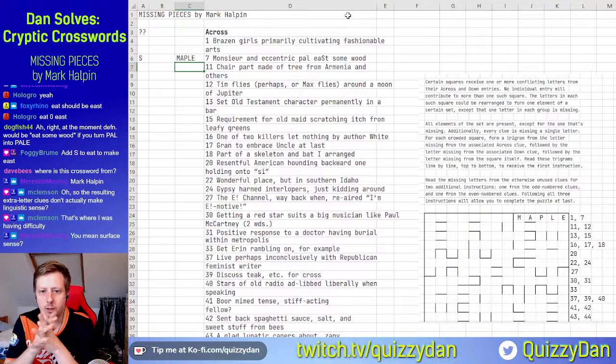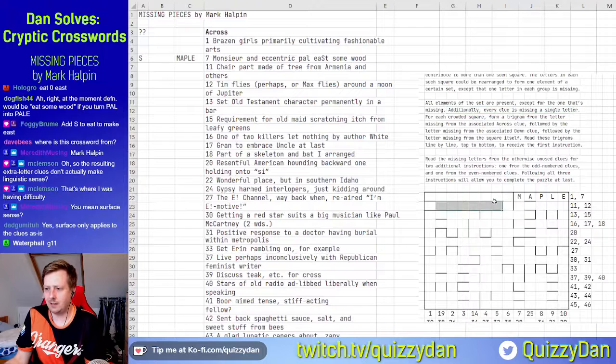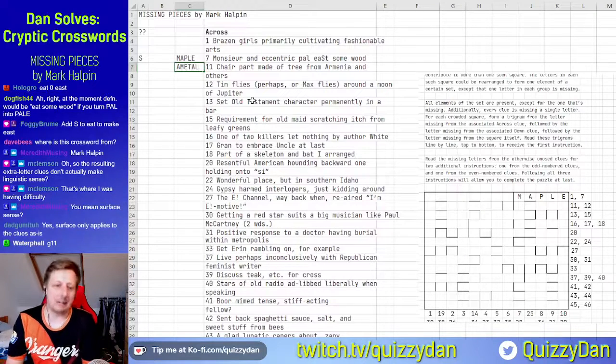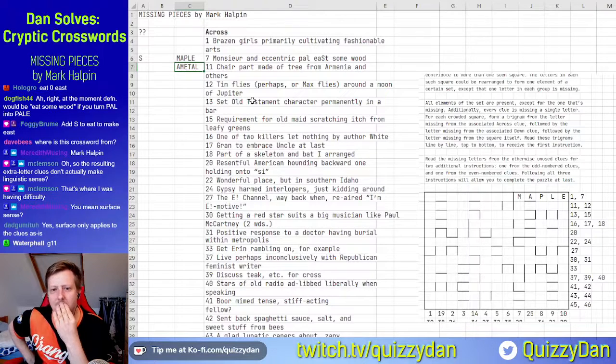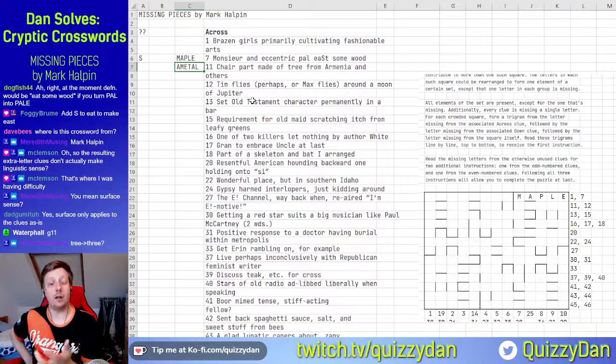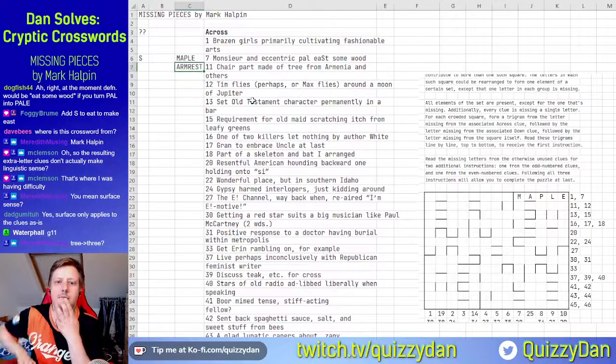Chair part made of tree from Armenia and others. Okay, so we got 11. So we're putting everything in okay, I think. Armenia, is that going to be AM? And others is probably et al. Or Italia, but... So we've got a metal. But... Made chair part. Feels like that's the definition. Ah, made of tree could become 3. So therefore, 3 from Armenia could be ARM. And others. I want it to be then rest, for arm rest. Because that's part of a chair. And, oh, the others are the rest.